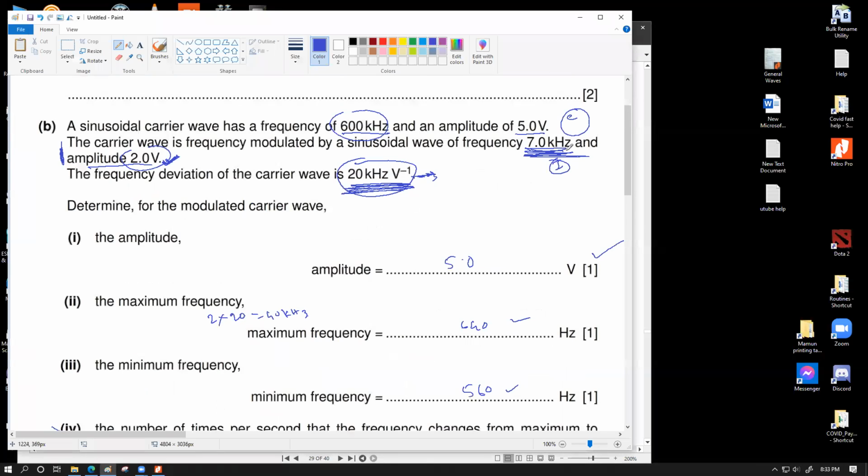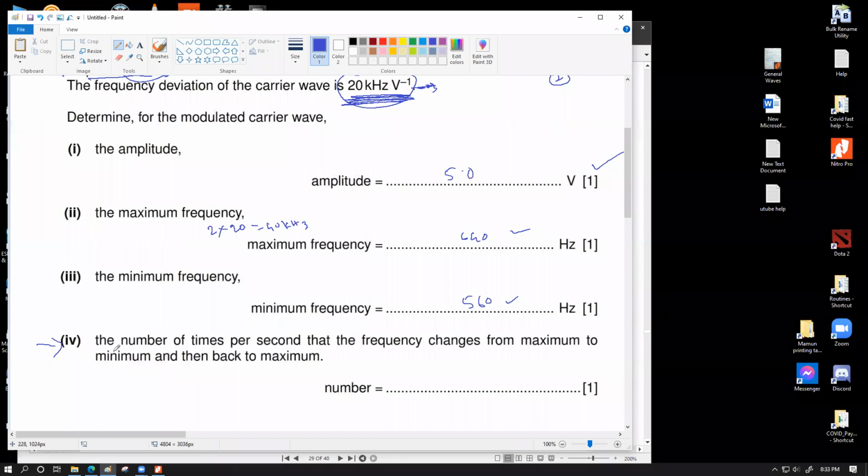The frequency of the information signal is 7 kilohertz, which means you're going to have 7,000 crests in 1 second of that signal, and 7,000 troughs in that 1 second long signal. This question is basically the same thing: the number of times per second that the frequency changes from maximum to minimum and then back to maximum.